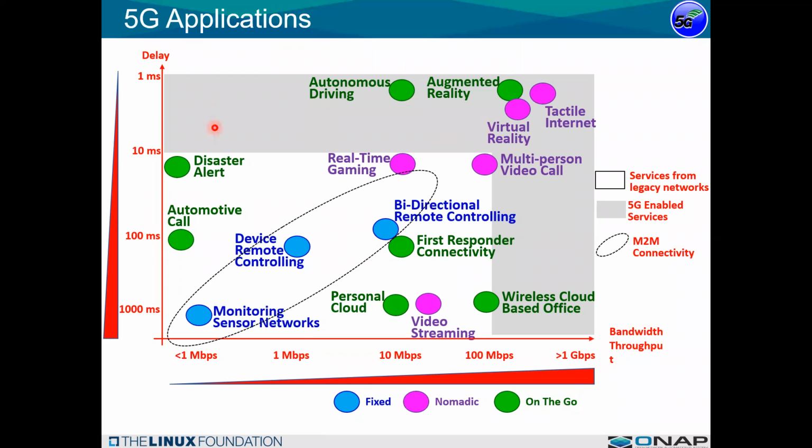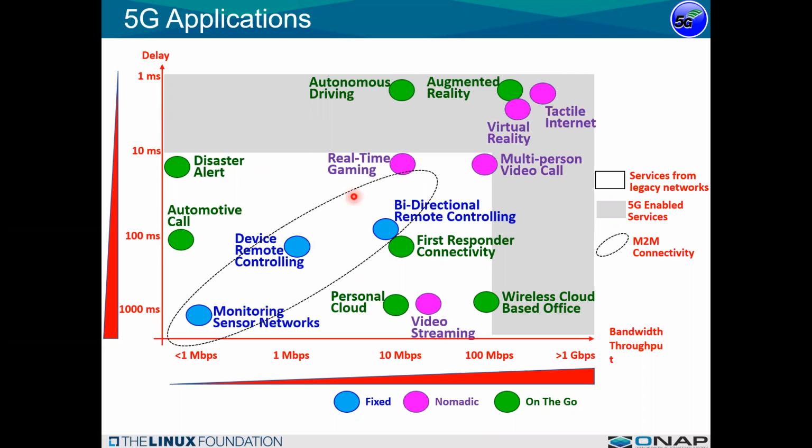This is also a chart of some examples of things that are enabled by 5G. We see latency going from 1 second to a tenth of a second, to 10 milliseconds, to 1 millisecond, and then the bandwidth, from less than a megabit per second up to more than a gigabit per second. The things in the white area here are things that are already supported in 4G: disaster alerts, automotive calls, device remote monitoring, monitoring sensor networks, real-time gaming, first responder connectivity, personal clouds, video streaming.